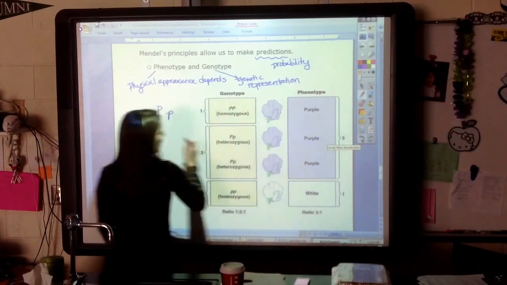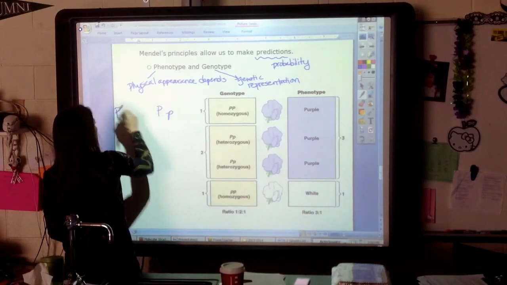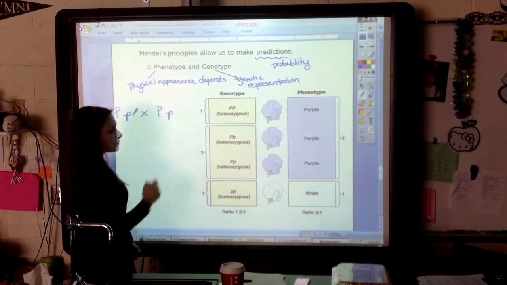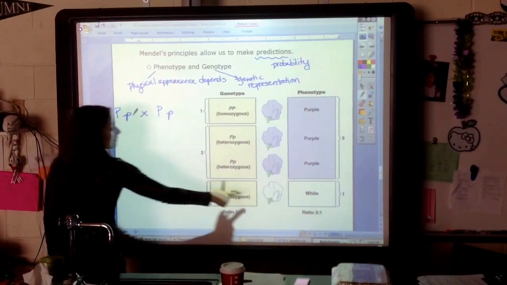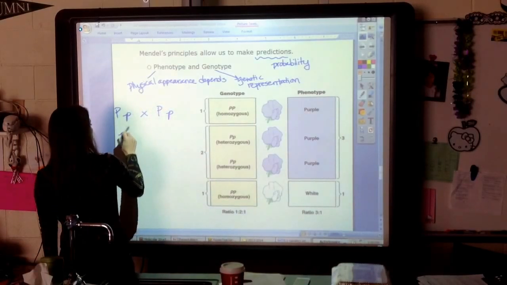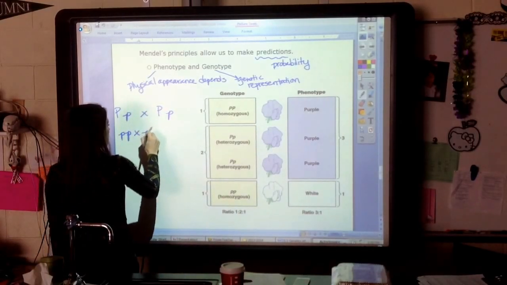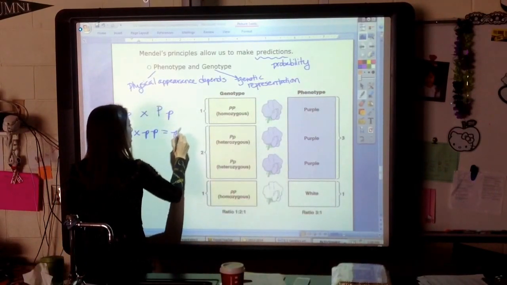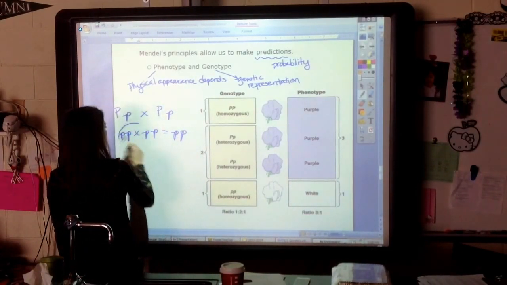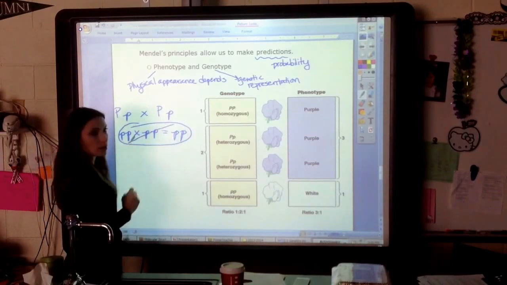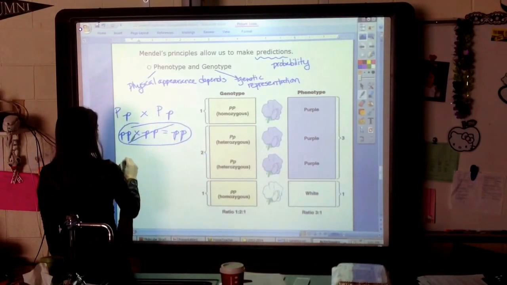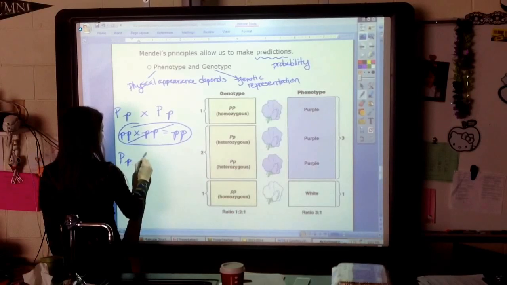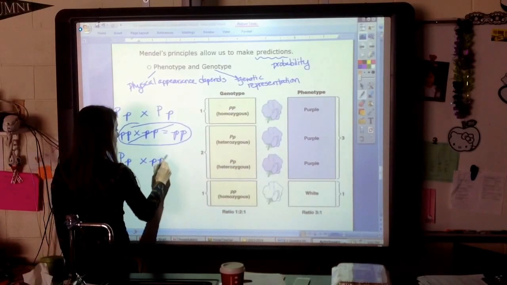So actually we could kind of write all of this out. We could have big P little p times big P little p. That would give us white. We could have little p little p times little p little p. That would give us white, but only all white. So this means that this could not be the parent. Another way would be to be big P times little p.